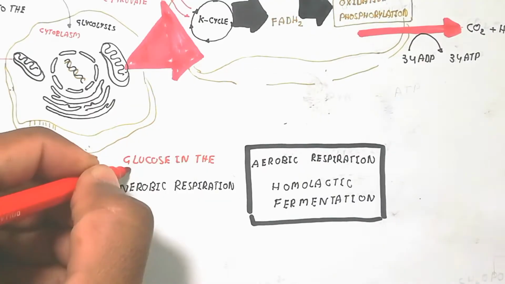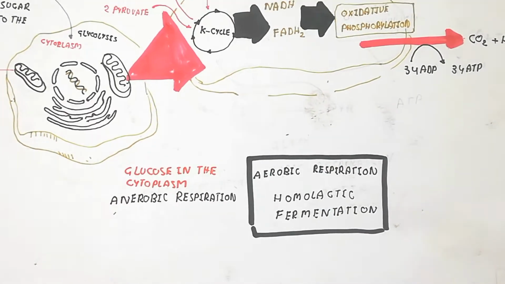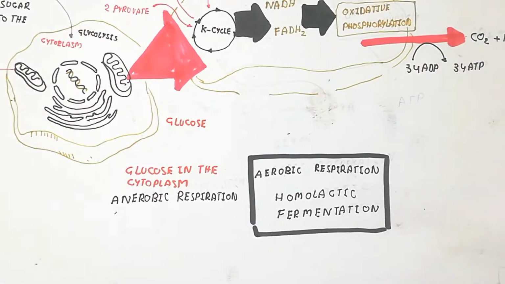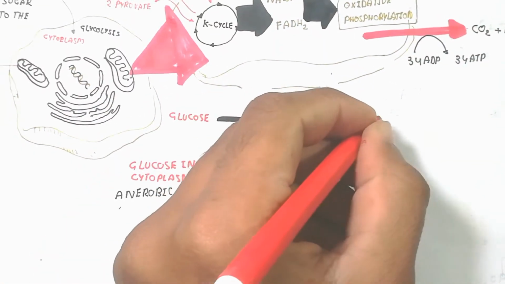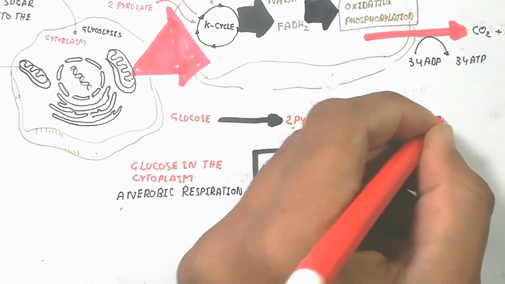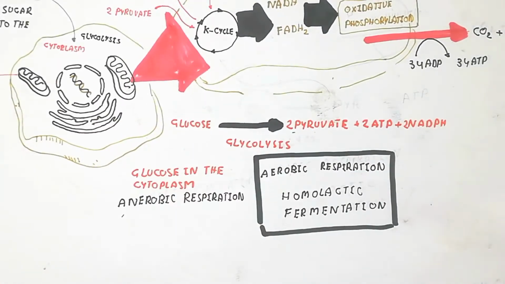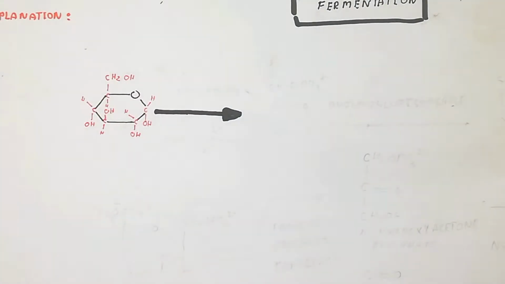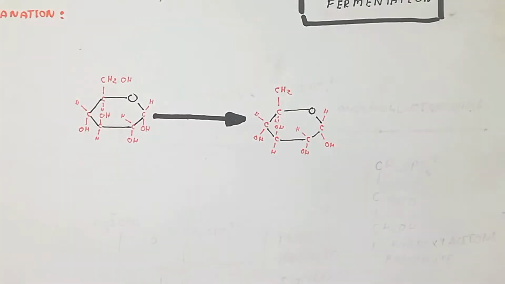Here is the glucose in the cytoplasm, which undergoes anaerobic respiration, known as glycolysis. Here the glucose is converted into 2 pyruvate plus 2 ATP and 2 NADH. So this is glycolysis. Now we will discuss the step-by-step process.